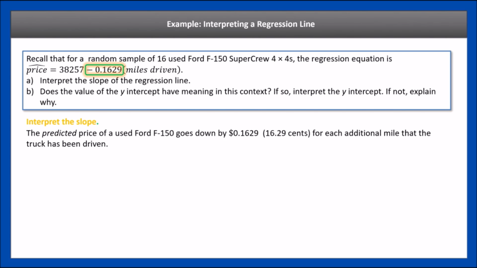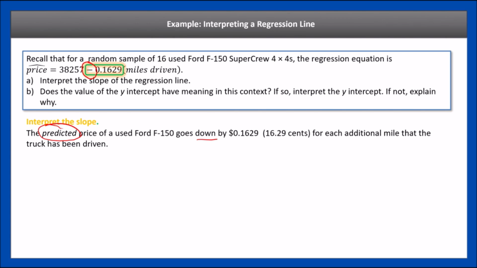and you want to include the word predicted, okay? Because in the AP exam on the free response, when you're interpreting these things, since these are predictions, you want to include the word predicted, okay? So the predicted price of the Ford F-150 goes down because it's negative, right? So it's a negative sign there, so it's going down here. And it goes down by 0.1629, which is 16.29 cents if you think about it, for each additional mile driven.